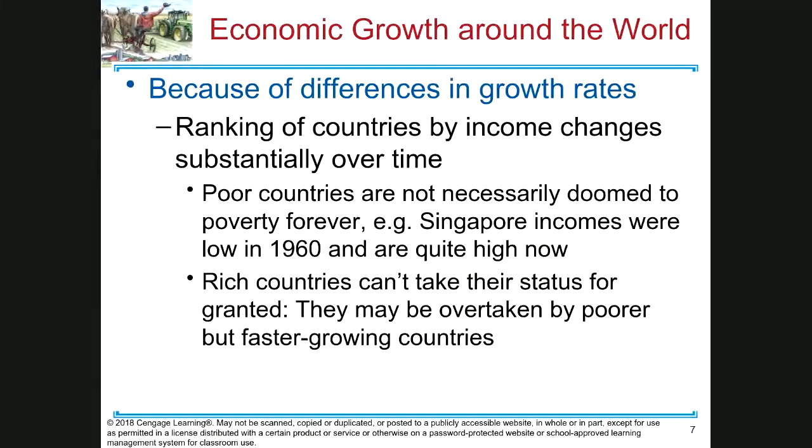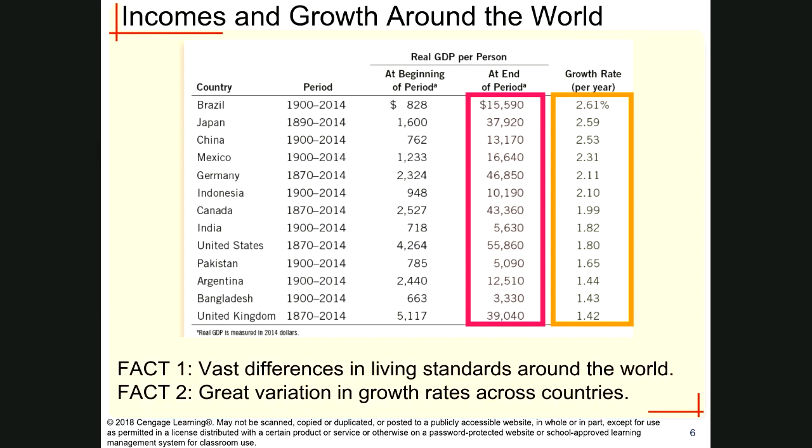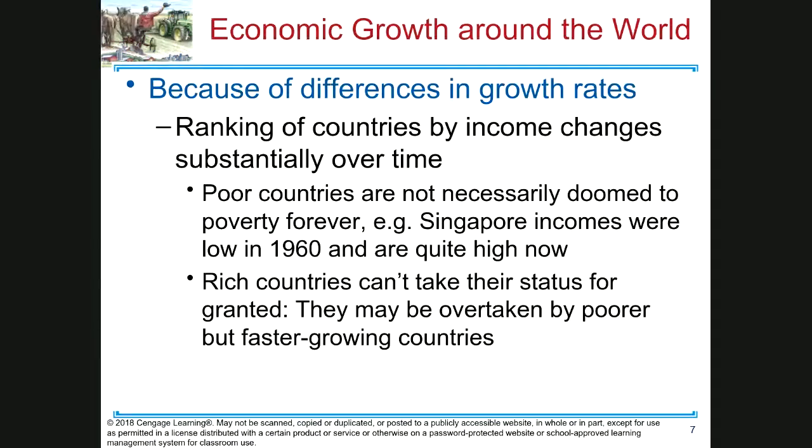Because of differences in growth rate, how we rank the countries by income changes substantially over time. Poor countries are not necessarily doomed to poverty forever. They can grow. Like Singapore, incomes were low in 1960, and now it's quite high. Let's see if we have Singapore. I don't see Singapore here. But rich countries can't take their status for granted. They may be overtaken by poorer and faster growing countries.